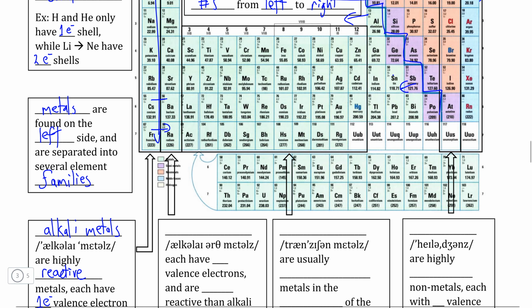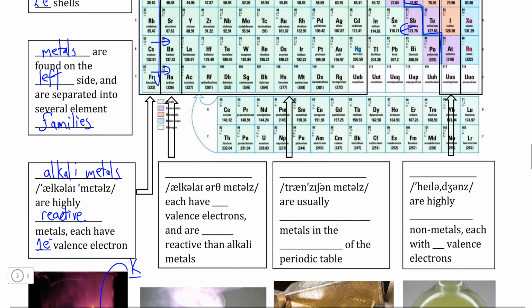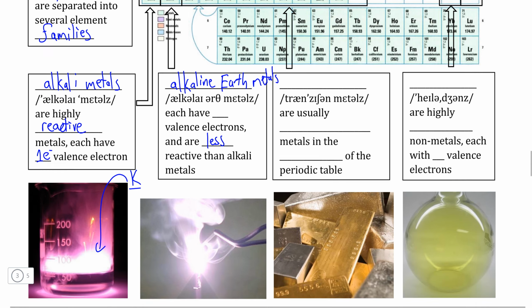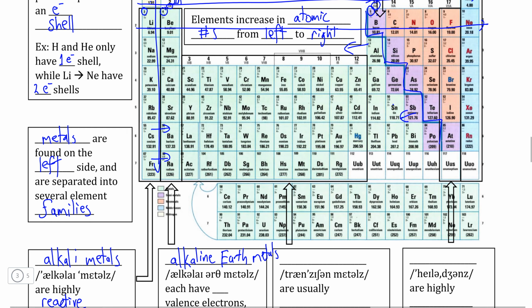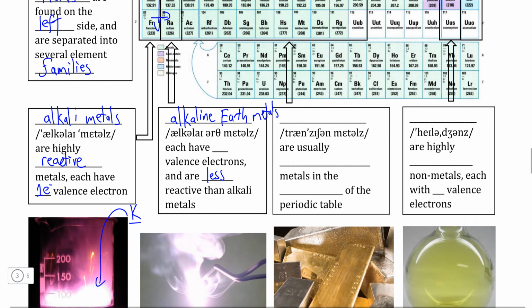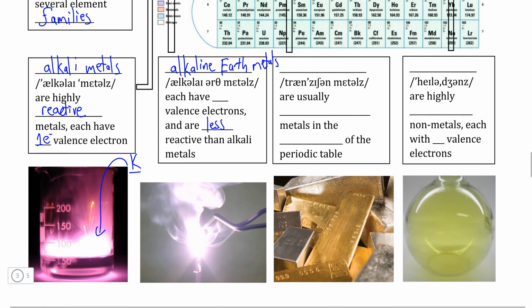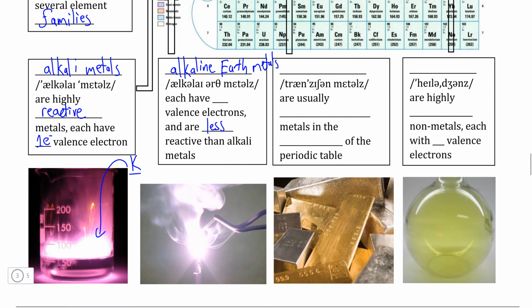If we go immediately to the right of the alkali metals, we get to the alkaline earth metals. Let's put earth in caps there. So the alkaline earth metals are also very, very reactive, although slightly less reactive than alkali metals. If you were to take beryllium, magnesium, or calcium and drop them into water, you wouldn't get a fabulous display, but they are very reactive in their own way.